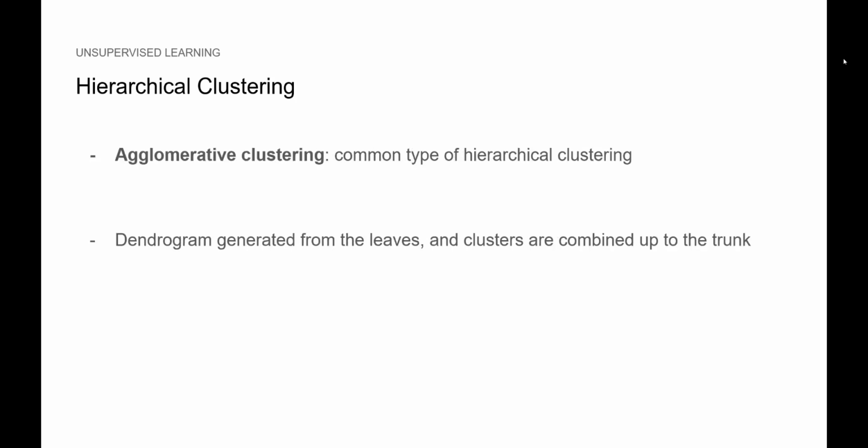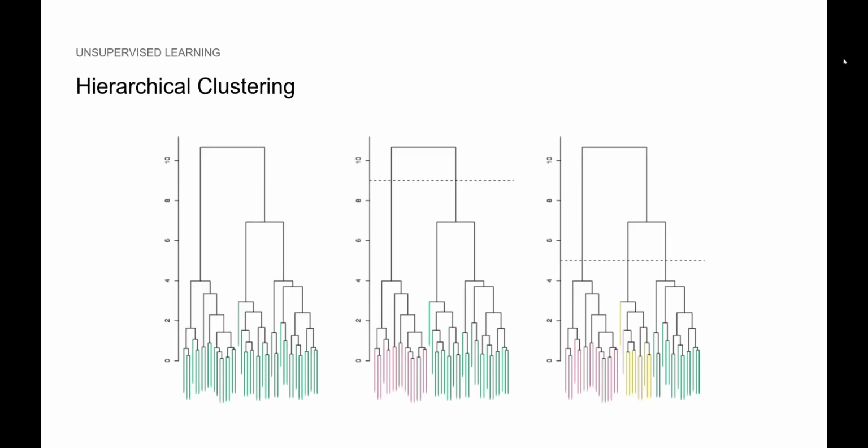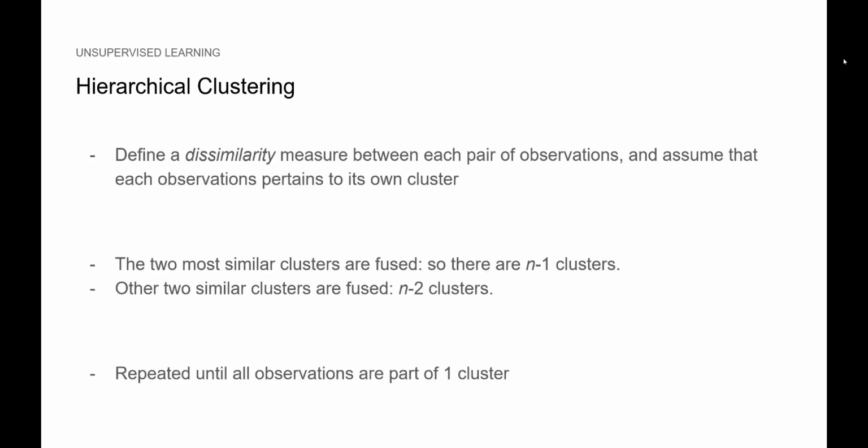The most common type of hierarchical clustering is called agglomerative clustering. It generates a dendrogram from the leaves, and the clusters are combined into larger clusters up to the trunk. Here are examples of dendrograms. We see the individual observations at the bottom, and they are combined into larger clusters as you move up the y-axis. The algorithm is fairly easy to understand.